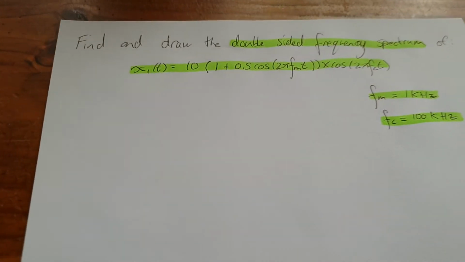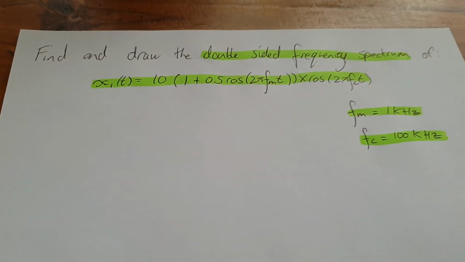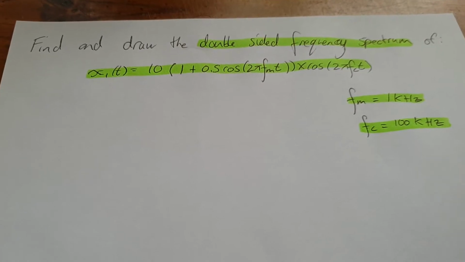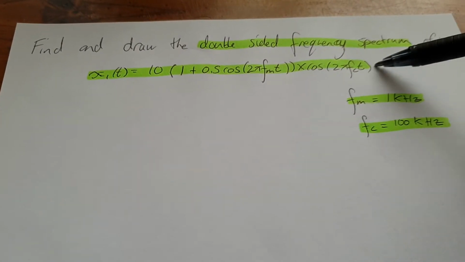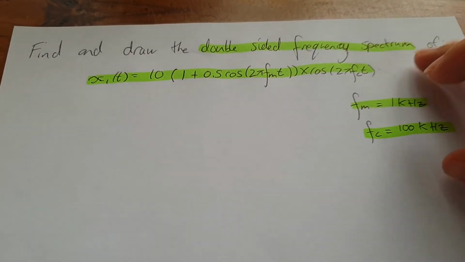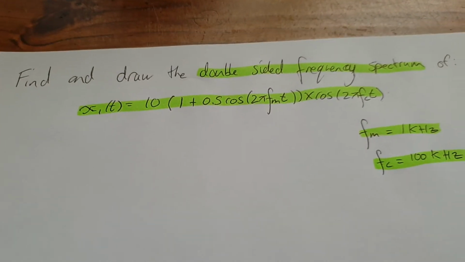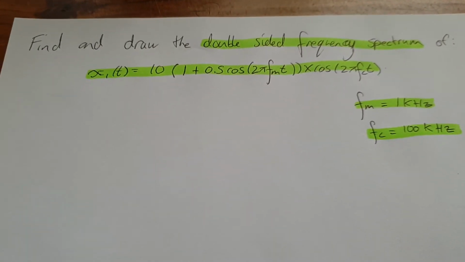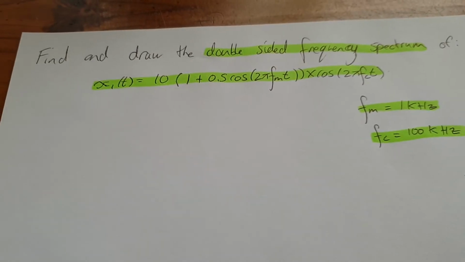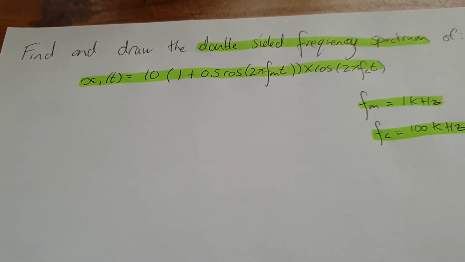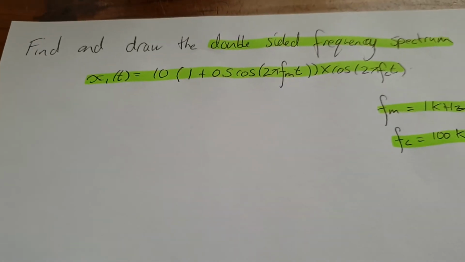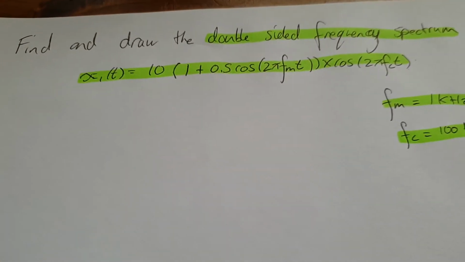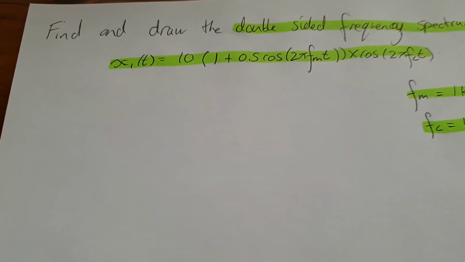Hey guys, I'm just going to do an example of how to draw the double-sided frequency spectrum of an example equation, such as the one I've given here. This can be kind of tricky to understand and get the hang of, but once I show you step by step, it shouldn't be that difficult.